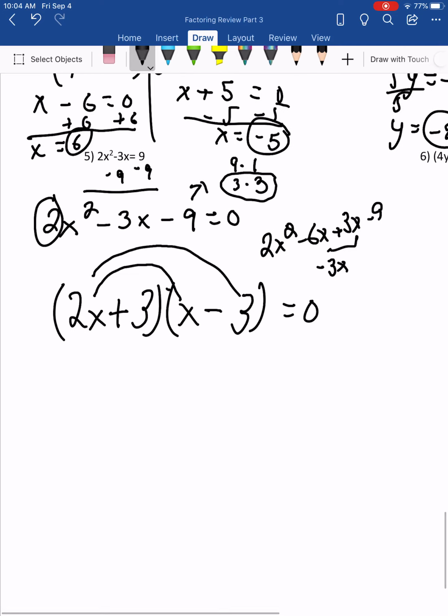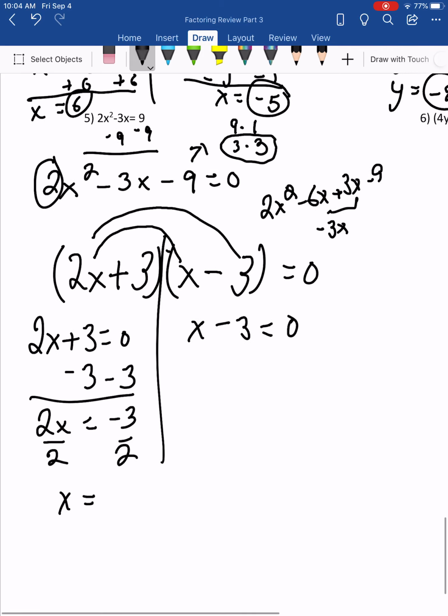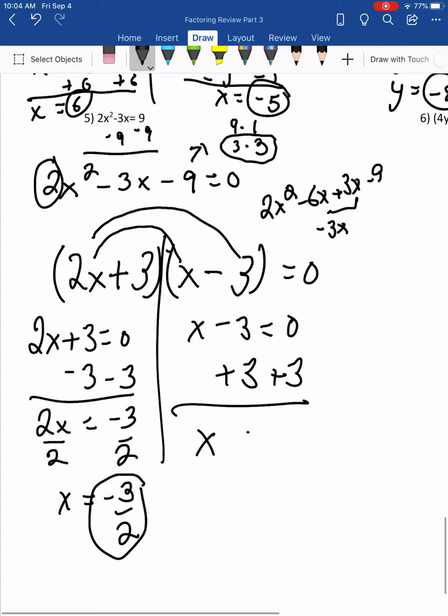Okay, now that we have it factored, 2x plus 3 equals 0, x minus 3 equals 0, 2x equals -3. So x is going to be negative 3 over 2, and x is going to be 3. Okay.